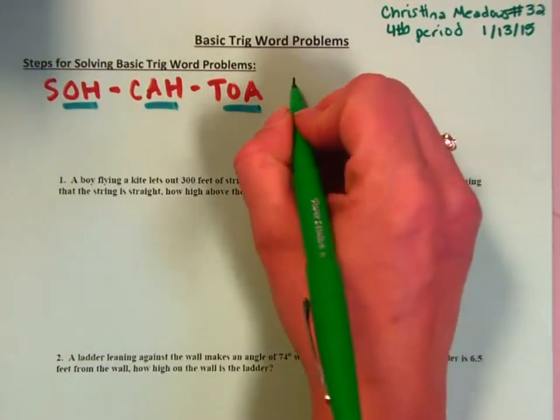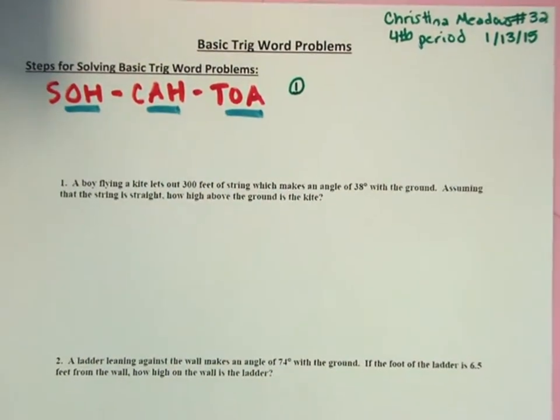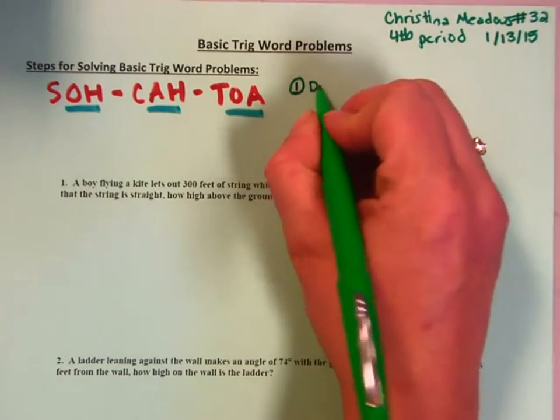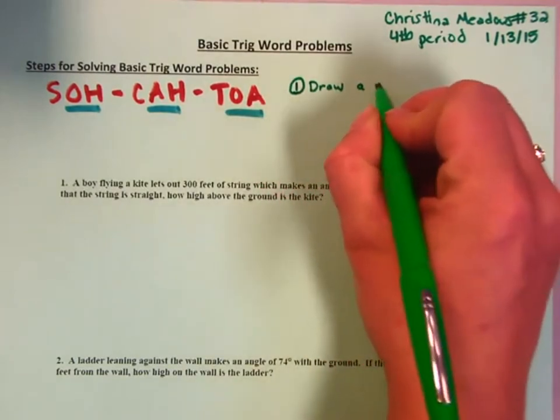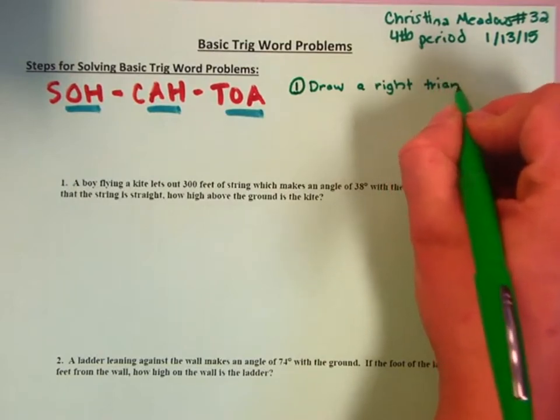Okay, so the first step is, if we know that we're dealing with basic trig word problems, we're going to draw a right triangle.